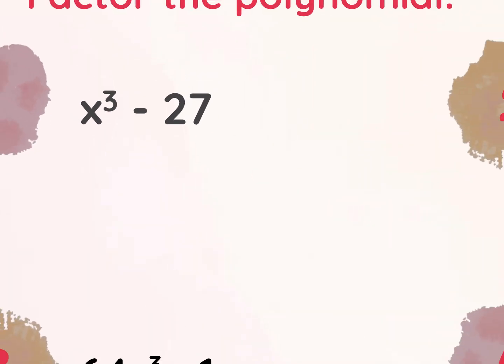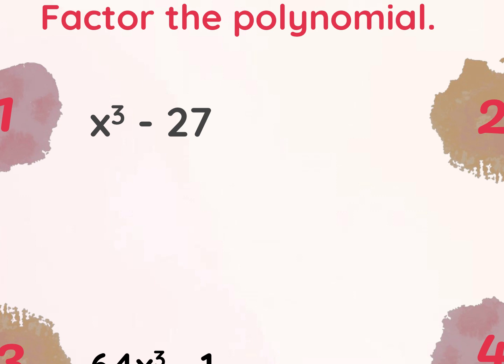Yes or no, guys? Okay, so what pattern am I going to use? I'm going to have a minus b, correct? What is your a term? X. What is your b term? 3. What number times itself 3 times gives you 27?